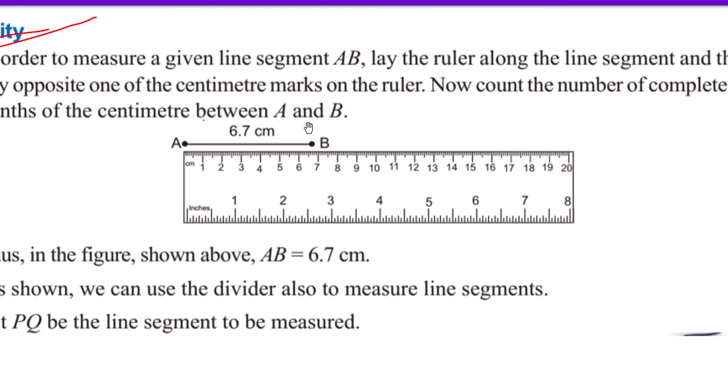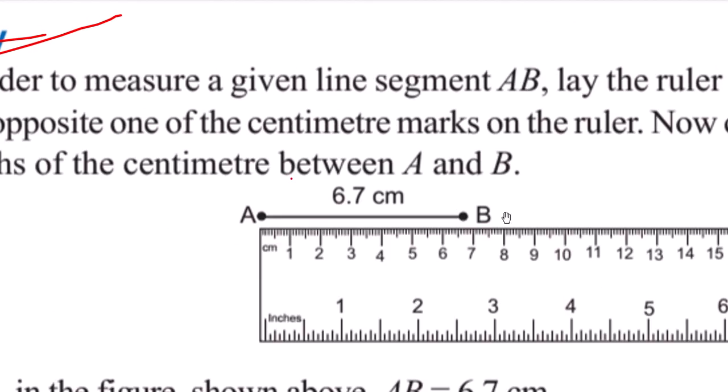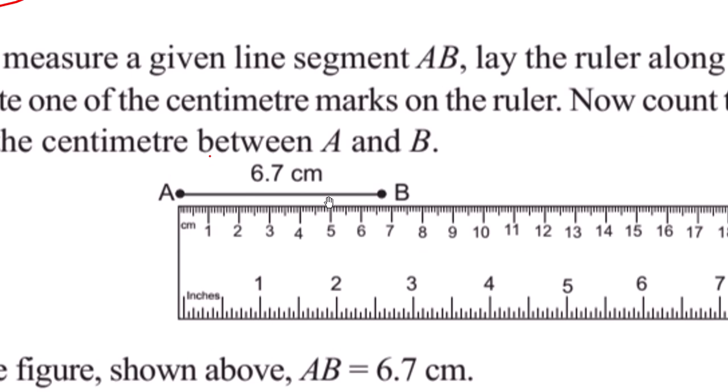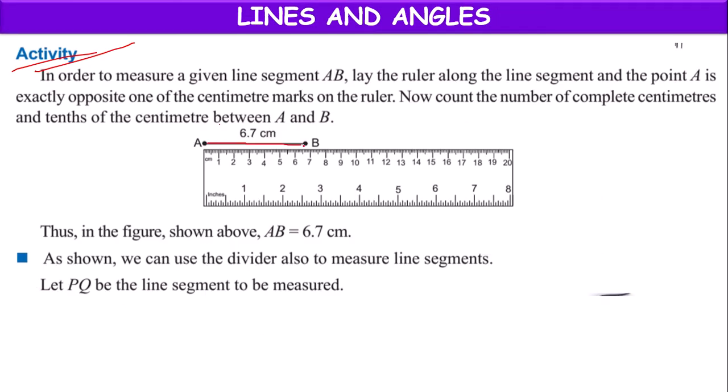We have to measure a line segment AB. Whenever we want to measure line segment AB, we have to take the scale and lay it along the line AB such that the beginning of the scale coincides with one point of the line. Along the line segment we lay the ruler, and point A and one end of the scale exactly coincide with each other. Like that we have to arrange. Then up to the other point, we have to check and mark a line here.